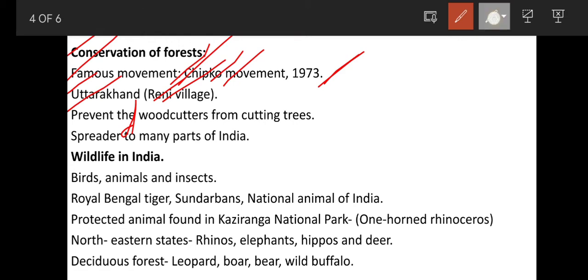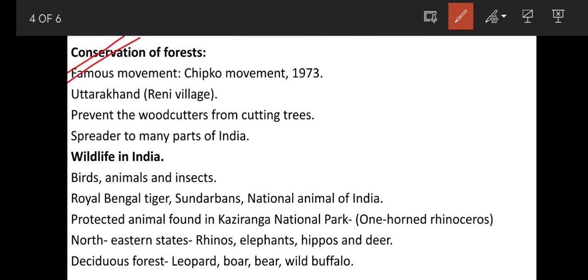So I hope you understood about the Chipko movement. The famous Chipko movement took place in the year 1973 in the state Uttarakhand in Raini village. Why? To protect the forest from destroying, means to prevent the woodcutters from cutting trees. And this spread to many parts of India. Next, wildlife in India.